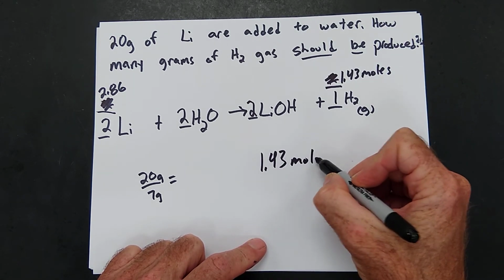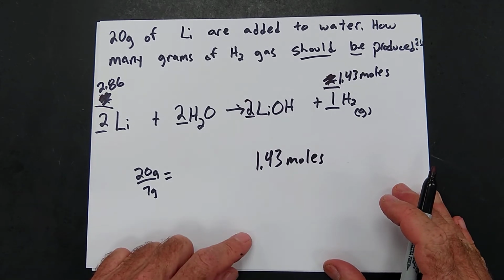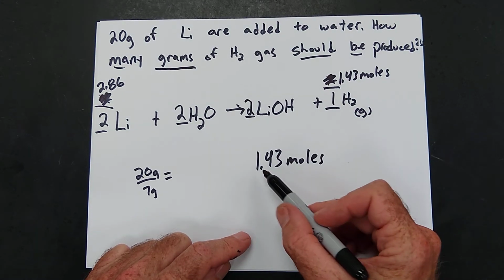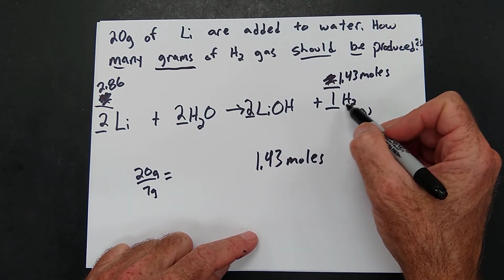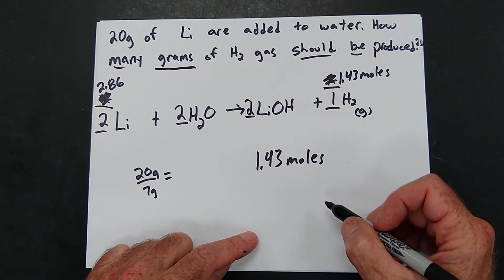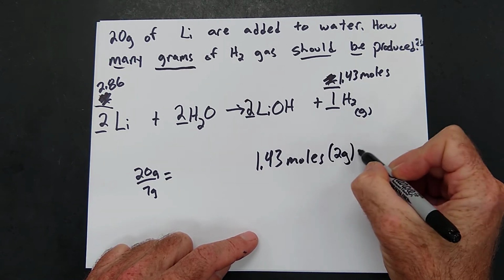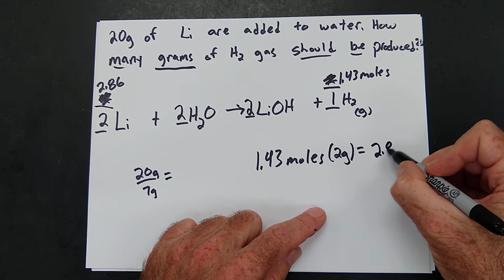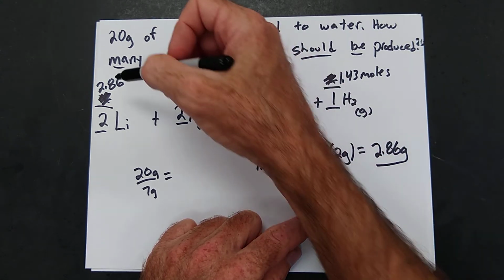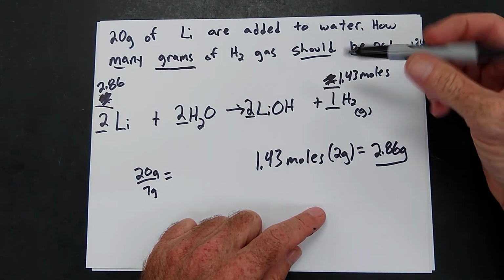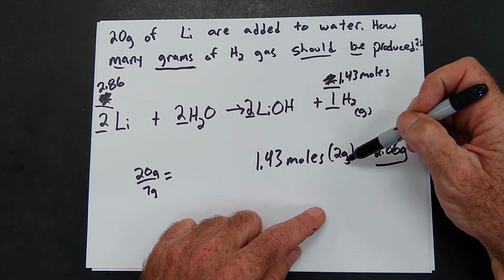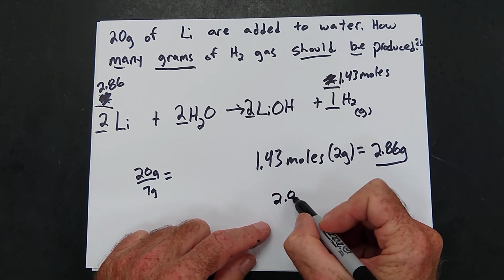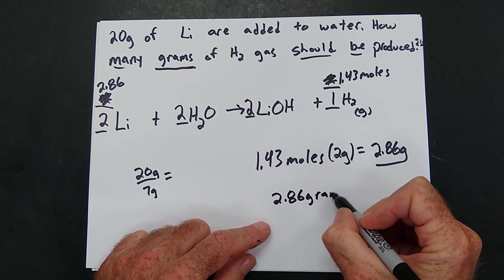1.43 moles. But that's not what the question asks. The question asks how many grams should be produced. How are we going to convert 1.43 moles to grams? It's hydrogen gas. That's right, we're going to multiply by 2 grams. So 1.43 times 2 grams coincidentally gives us 2.86 grams. Now that's a coincidence that this number and this number are the same. It just so happens that hydrogen only weighs 2 grams. So that's just a coincidence. All right. 2.86 grams should be produced.